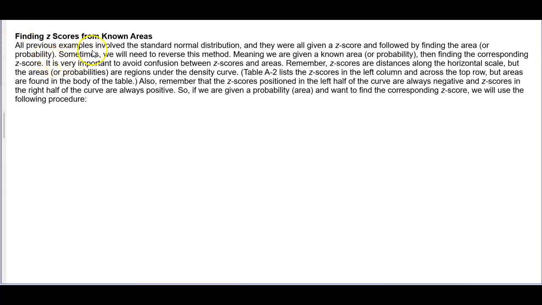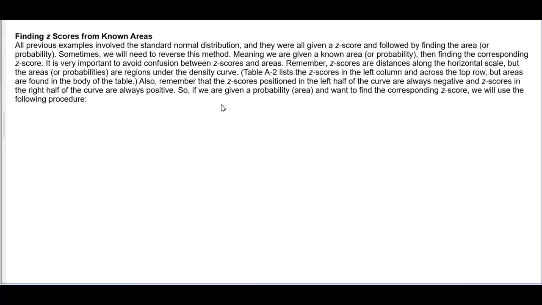Finding z-scores from known areas. All previous examples involved a standard normal distribution, and they were all given a z-score and followed by finding the area or probability. Sometimes we will need to reverse this method, meaning that we are given a known area or probability and then find the corresponding z-score.